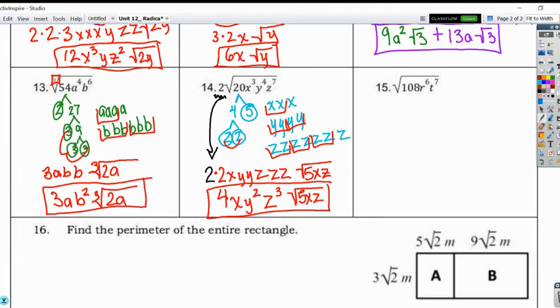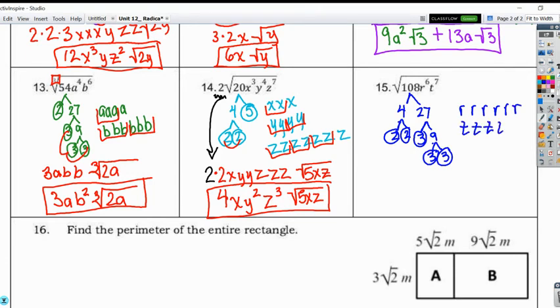15 then wants us to do that square root of 108. So let's make a factor tree for what can we multiply together to make 108. Well, if I do that as a 4 times a 27, then I know 4 is 2 times 2, so I've gotten to primes. 27 can be 3 times 9, where 3 is a prime. 9 is 3 times 3, got that. And for my variables, r to the 6th, 1, 2, 3, 4, 5, 6, and t to the 7th, 1, 2, 3, 4, 5, 6, and 7 of them.